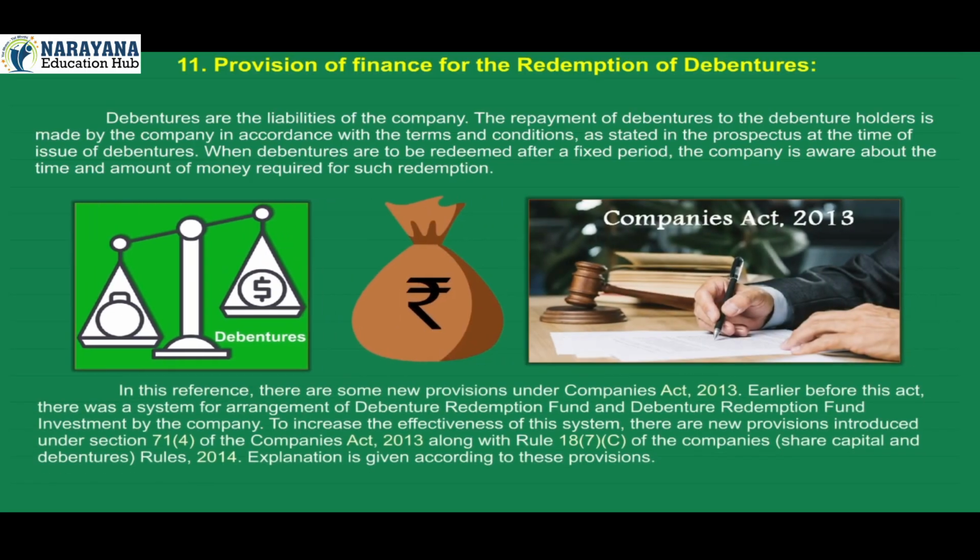In this reference, there are some new provisions under the Companies Act 2013. Earlier, before this Act, there was a system for arrangement of debenture redemption fund and debenture redemption fund investment by the company. To increase the effectiveness of this system, new provisions were introduced under Section 71(4) of the Companies Act 2013 along with Rule 18(7)(c) of the Companies (Share Capital and Debentures) Rules 2014. Explanation is given according to these provisions.